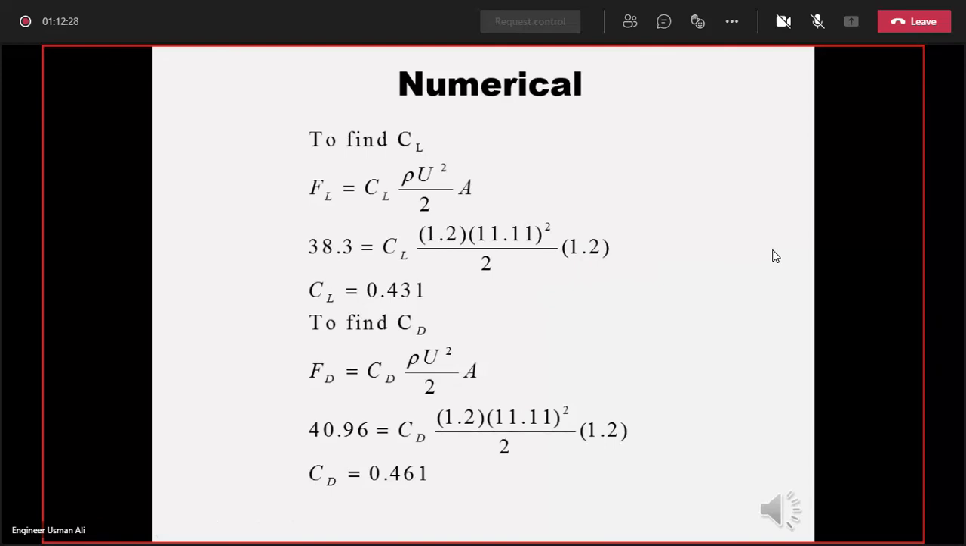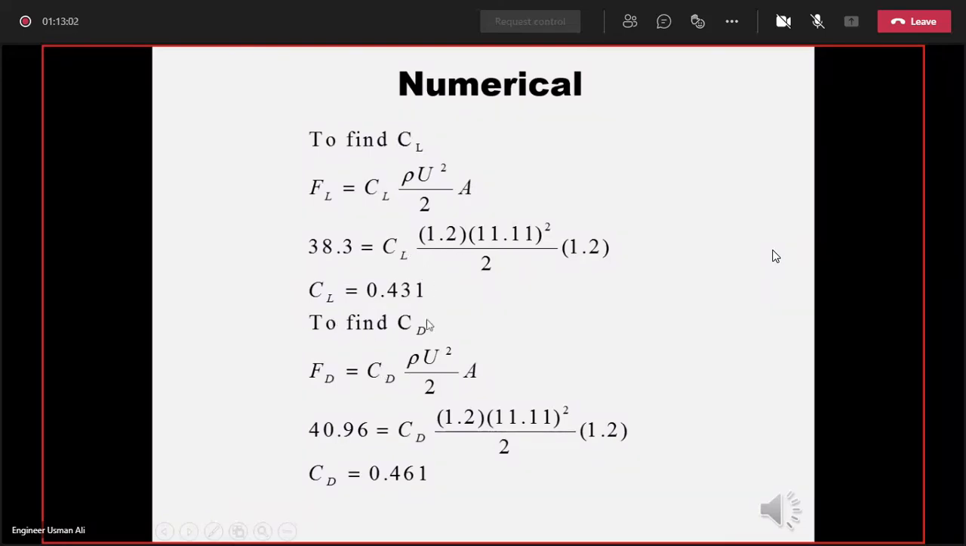Next is to find the coefficient of lift and coefficient of drag. For the coefficient of lift, we know FL is CL rho U square by 2 into A. FL we know is 38.3. CL is required. Rho is 1.2. U is 11.11, squared, divided by 2, and the face area of the kite is 1.2. So CL, simplifying it in this way, is 0.431 as the coefficient of lift.